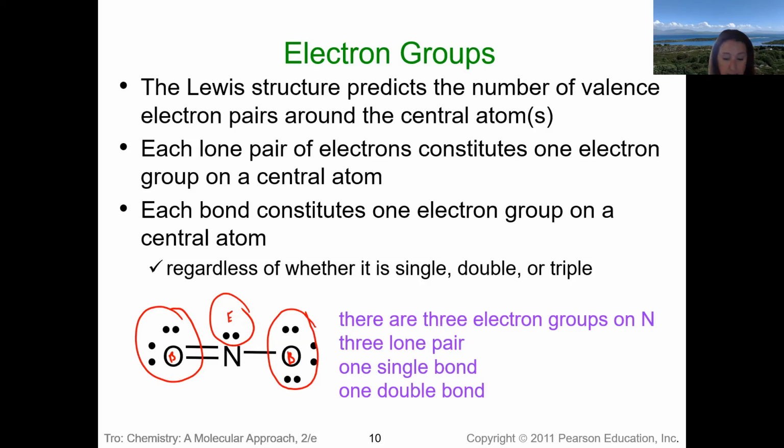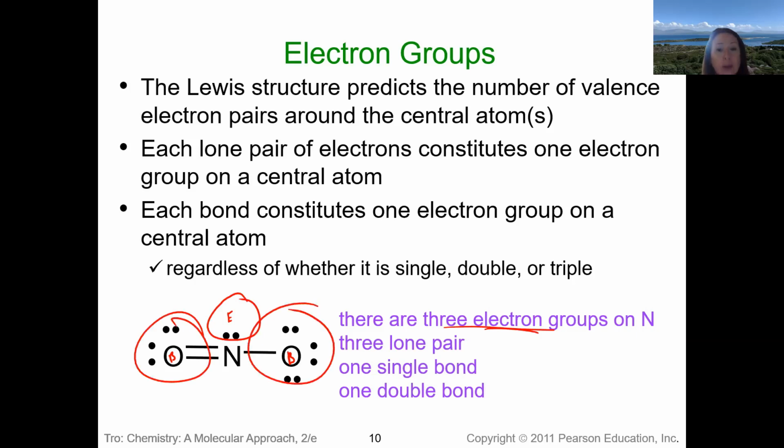And so this nitrogen has 3 electron groups around it, a lone pair, an oxygen, another oxygen. We don't care if it's a double bond. We don't care if it's a lone pair. It's just the number of things around the atom, 3 electron groups. 2 of them happen to be atoms. 1 of them happens to be a lone pair.